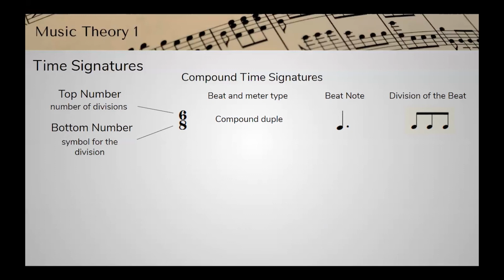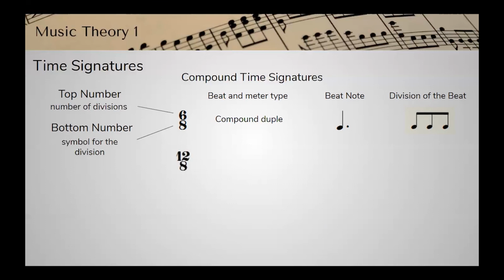So it's a little bit confusing, but you just have to remember that the bottom number doesn't mean the symbol that gets the beat anymore, and the top number doesn't mean the number of beats anymore. Instead, the bottom number means the symbol you're using to represent the division of the beat, and the top number means the number of divisions, right? So to figure out how many beats are in a measure, you just divide the top number by 3, because everything is in a group of 3.